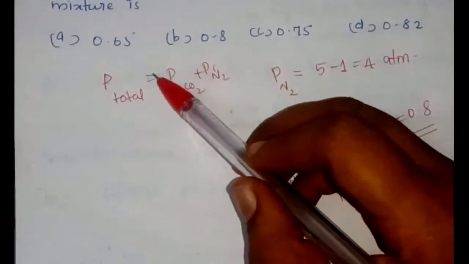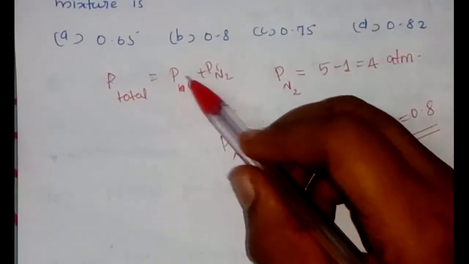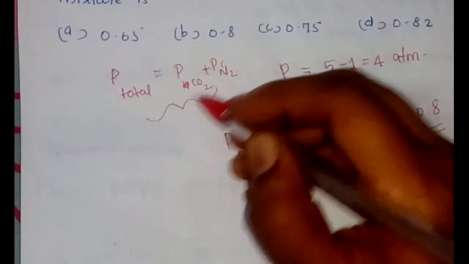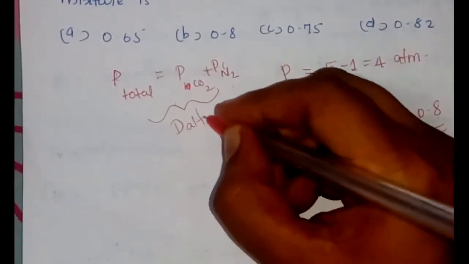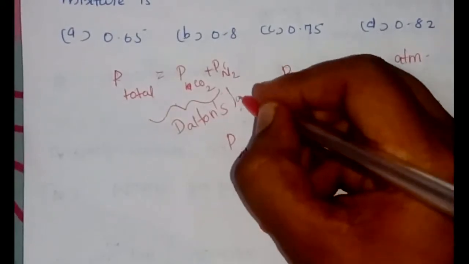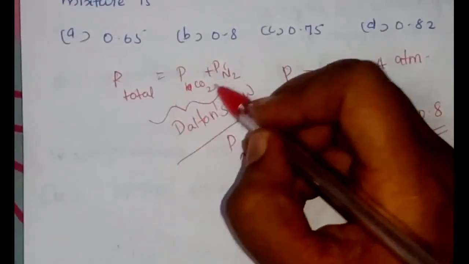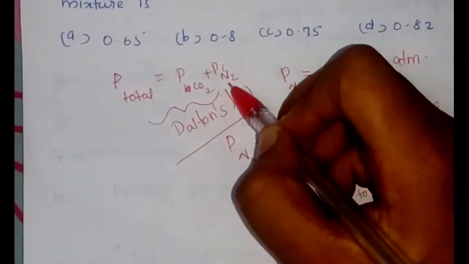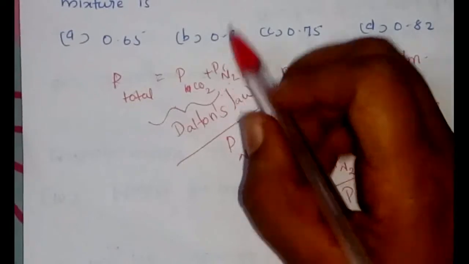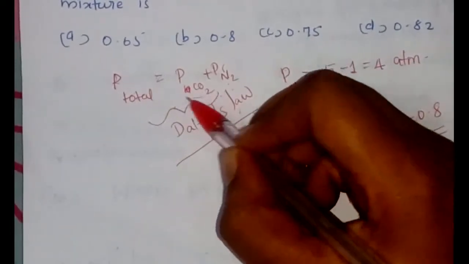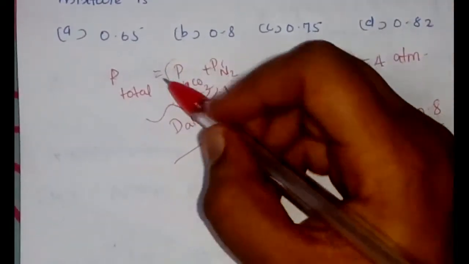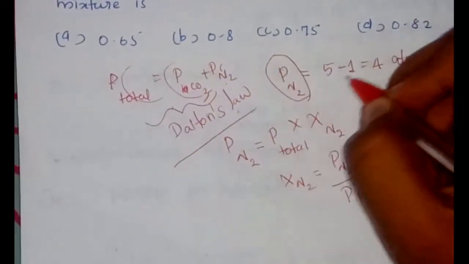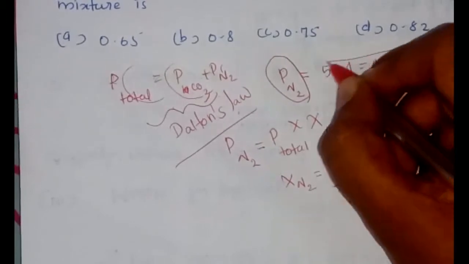P total is equal to the partial pressure of carbon dioxide plus the partial pressure of nitrogen. This is from Dalton's law of partial pressure. According to Dalton's law of partial pressure, in a mixture we can write the total pressure in terms of the partial pressures of the gases present in the mixture. We already know the partial pressure of carbon dioxide as 1, and P total is also given. First of all, we find the partial pressure of nitrogen, which will be 4 atm.